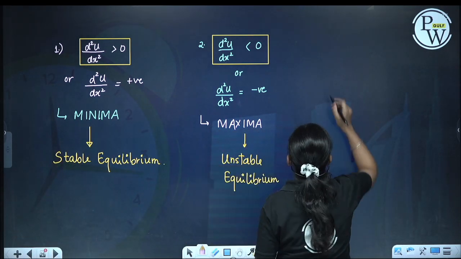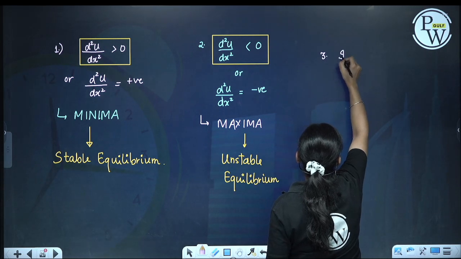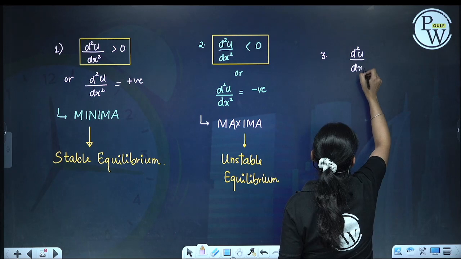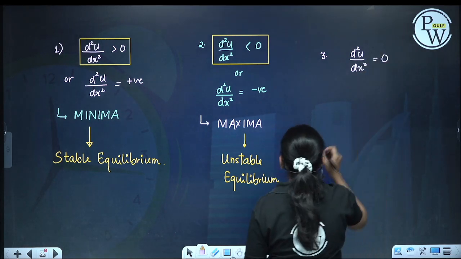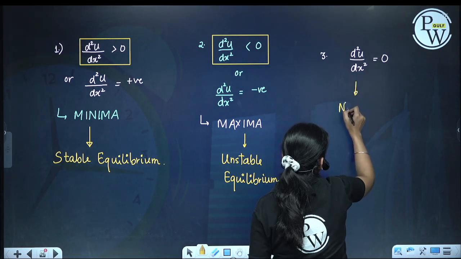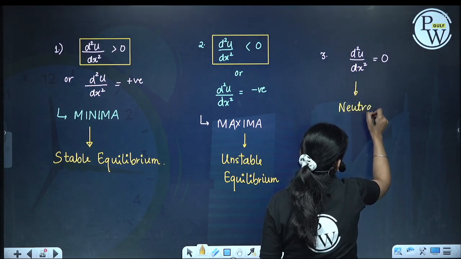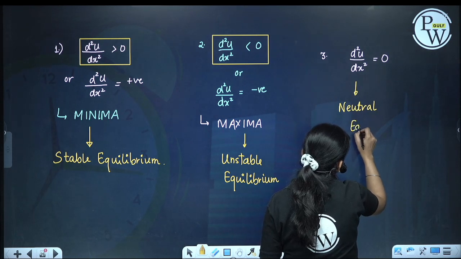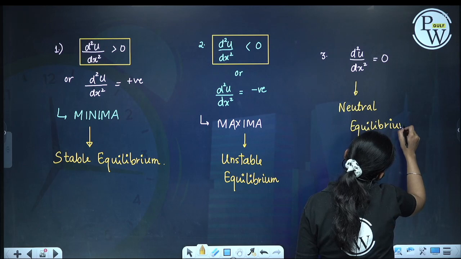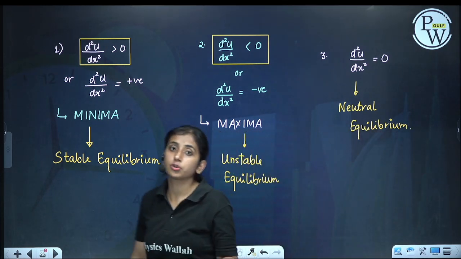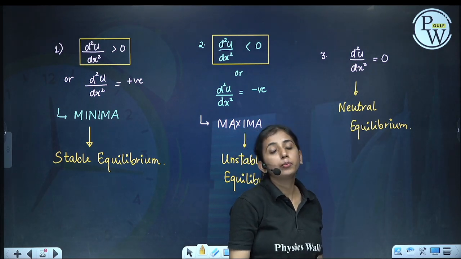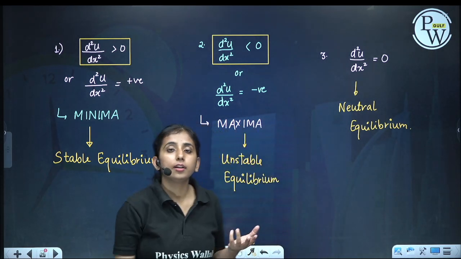Now let's do the third case also. If d²U/dx² is equal to 0, then this is called neutral equilibrium. It is a point of inflection. The new position will also be a position of equilibrium only. That's why it is called neutral equilibrium.